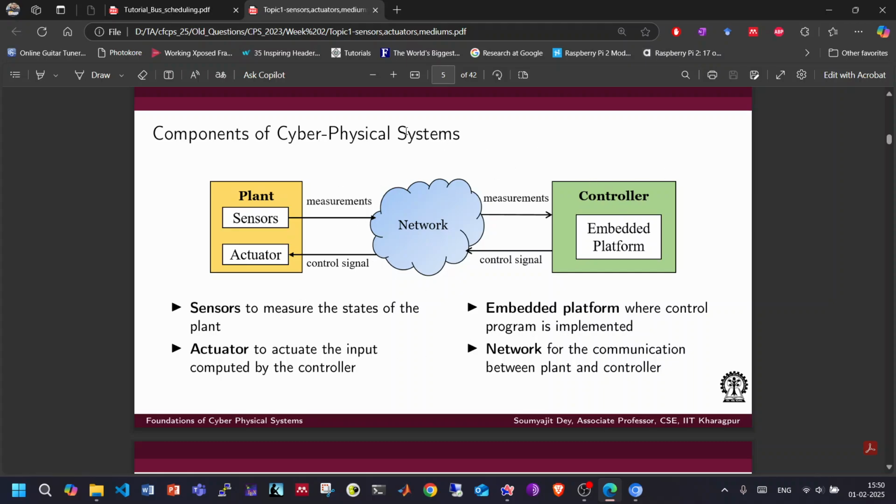So sensors and actuators are closely implemented with respect to the plant, and the other part can be remotely deployed from the plant, in a remote location in some cases, or in the same module but further from the plant.